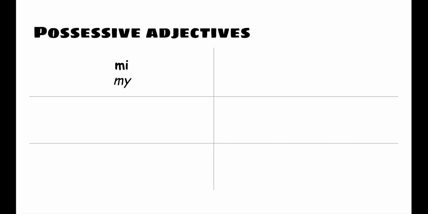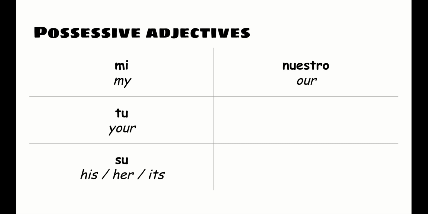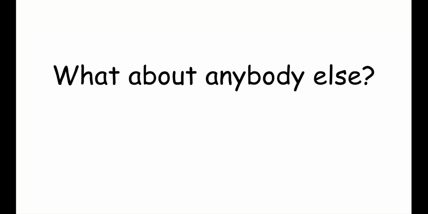So we have the word mi, which means my, tu, which means your, su, which means his, her, or its, nuestro, which means our, vuestro, which means your guys's, or y'all's, and su, which means their. But what if you want to talk about anybody else? What if you want to say somebody specific owns something?